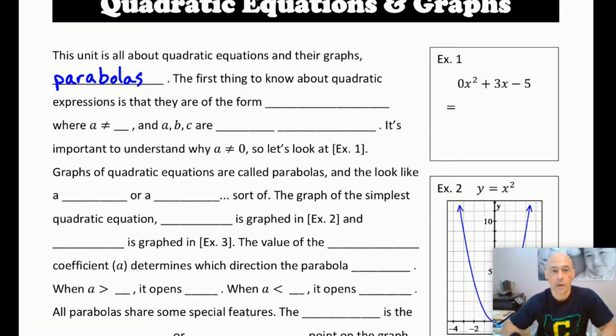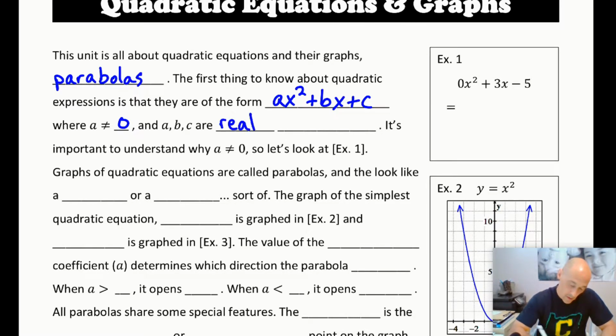The first thing to know about quadratic expressions is that they are of the form a times x squared plus b times x plus c, where a does not equal 0. A cannot equal 0. And a, b, and c are real numbers. Basically, any number you can think of is a real number. So a, b, and c can be any number you want, but a cannot be 0.